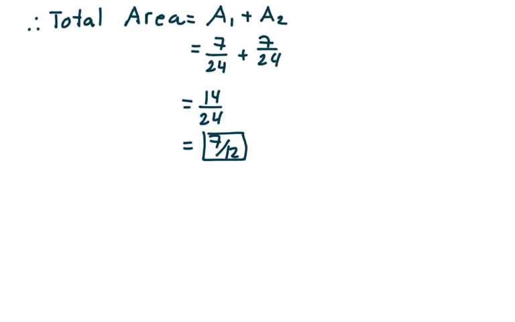And so the total area will be A1 plus A2, which is 7/24 plus 7/24. And when I reduce this, I get 7/12. And that's how we do problem number 1. Let's take a look at problem 2.